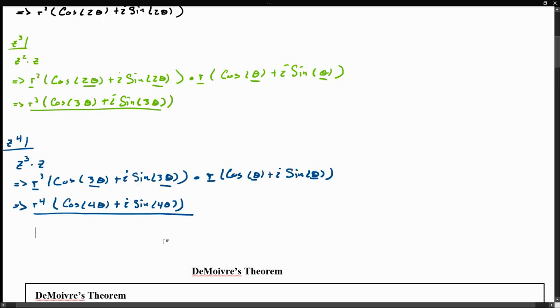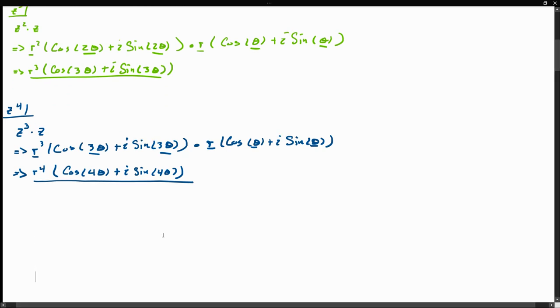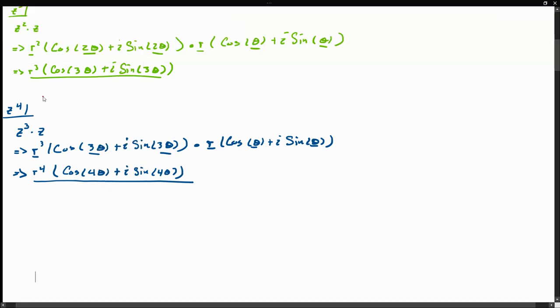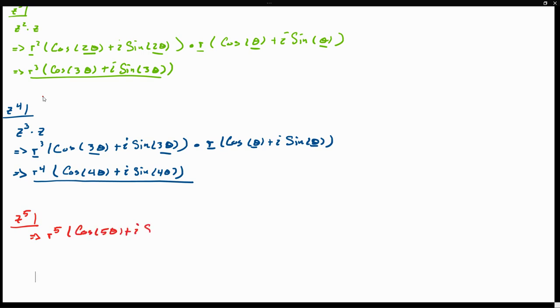If we keep doing this, you might have already started guessing that z to the fifth might be r to the fifth cosine of 5 theta plus i sine of 5 theta.